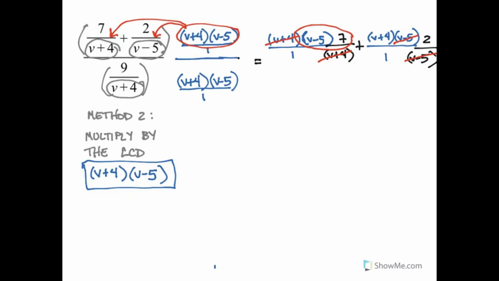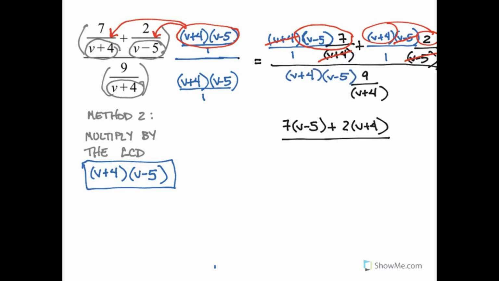Let's write that down here. 7 times v minus 5 plus 2 times v minus 4. So the numerator now doesn't have any more fractions in it. Let's look at the denominator.